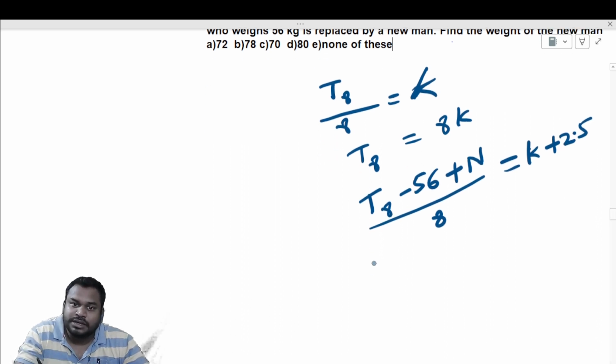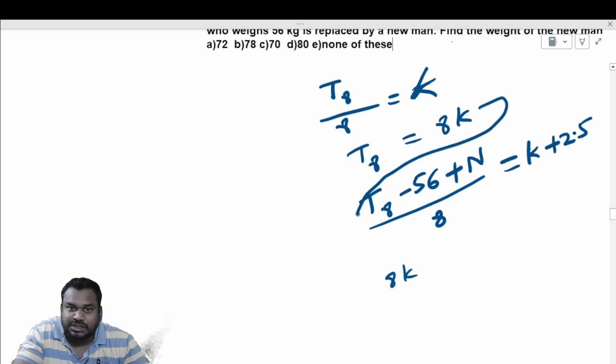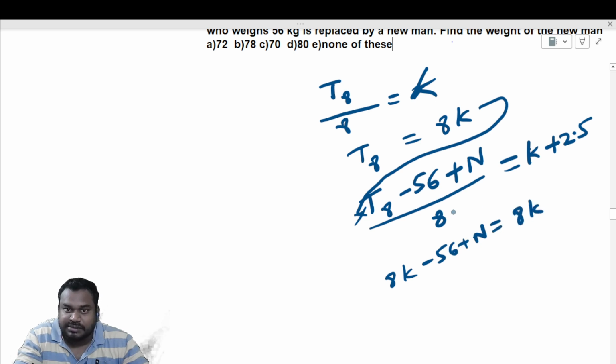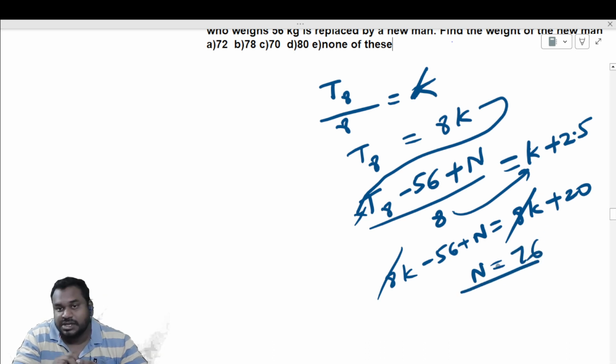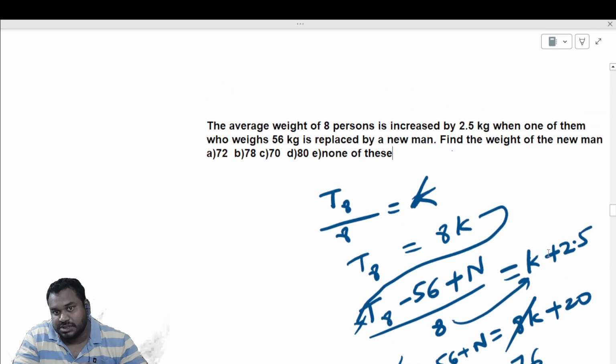Now you know T8 is equal to 8k. From this you can substitute. Just put it: 8k minus 56 plus N is equal to again 8k plus 2.5 into 8, which is 20. Because 8 twos are 16, half of it is 4, and 16 plus 4 is 20. So 8k gets cancelled, then N is equal to 56 plus 20, which is 76. That is the answer. This is the normal, regular procedure.